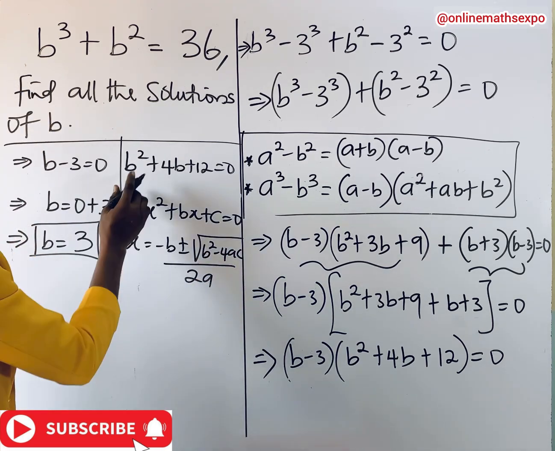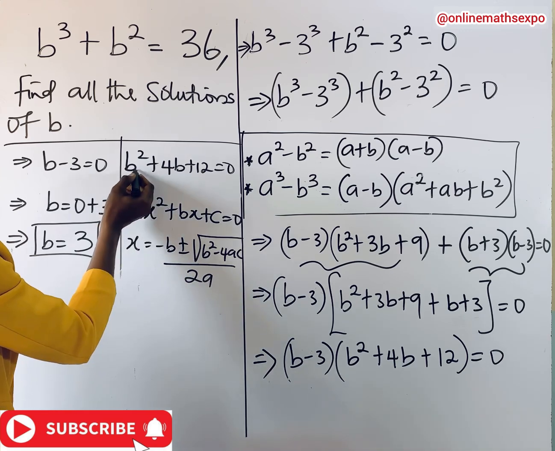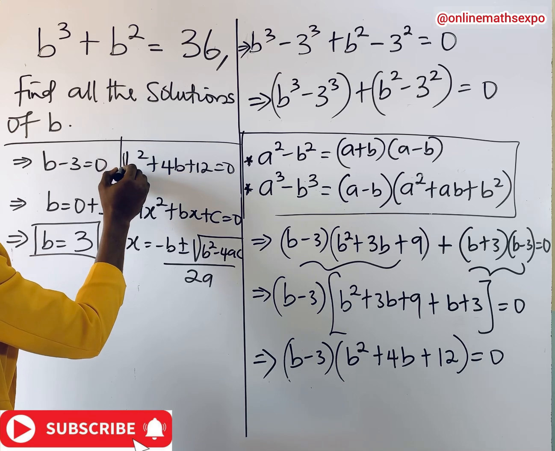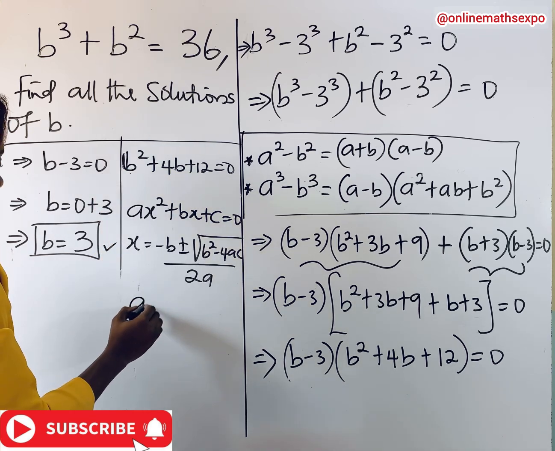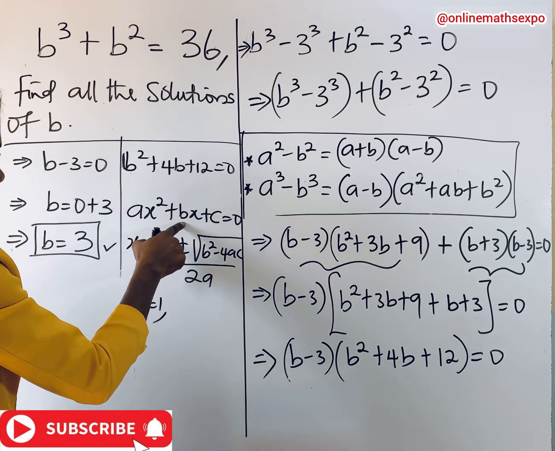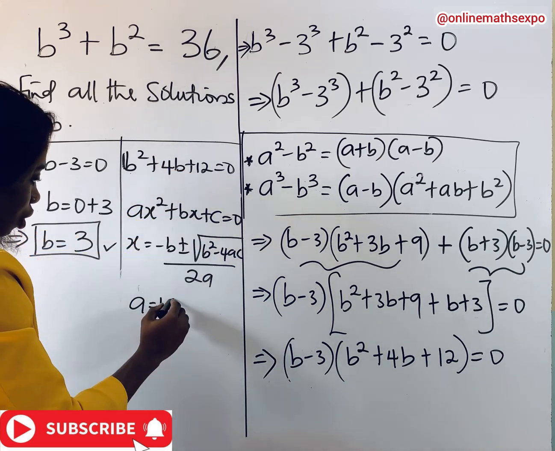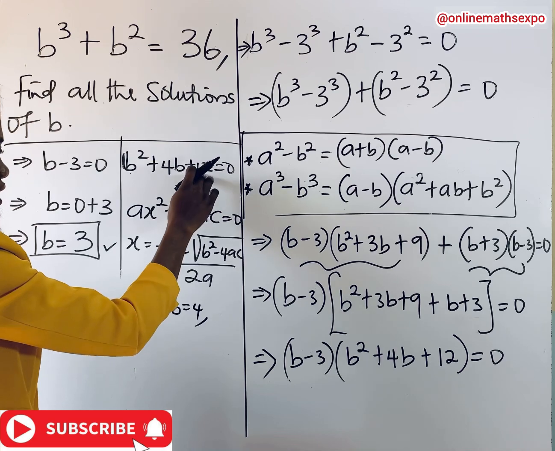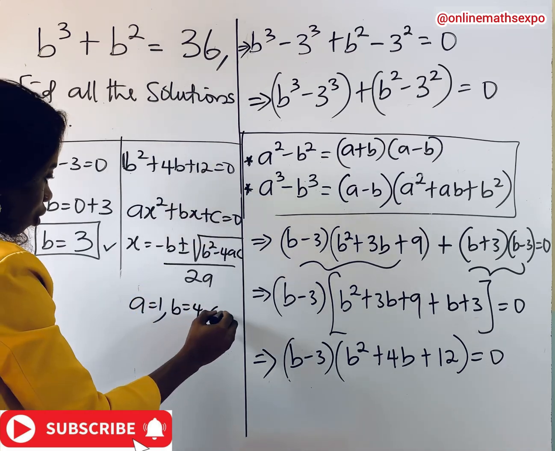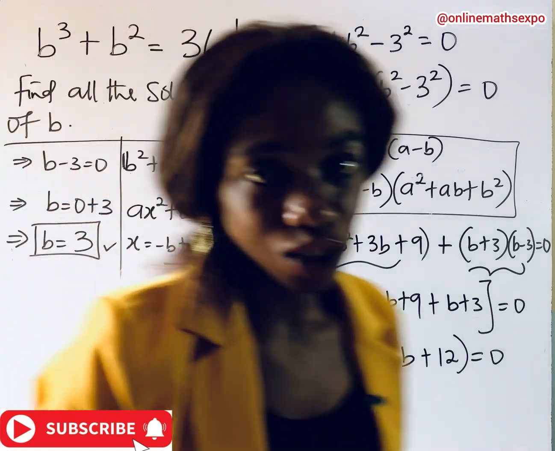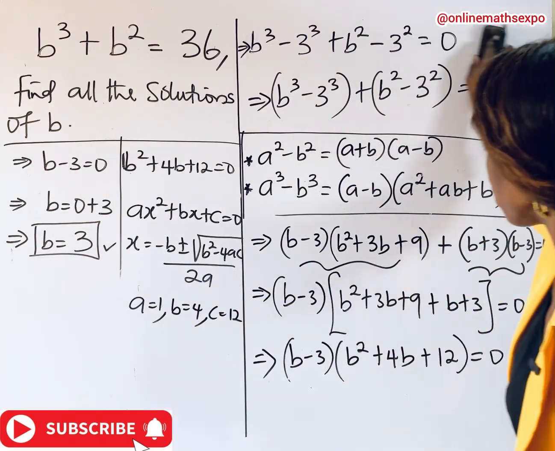What it means is that the coefficient of x squared is the coefficient of b squared. And what's the coefficient of b squared? There's 1 here. So it means that our a is 1. Then what is our b? Our b will be the coefficient of b in the equation, which is 4. And our c is the constant, which is 12.